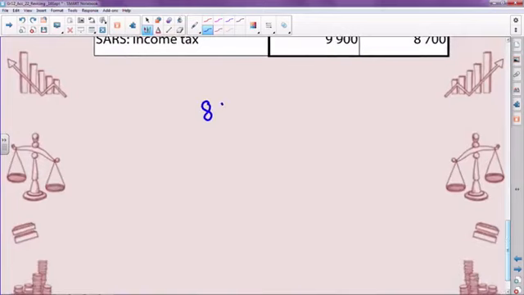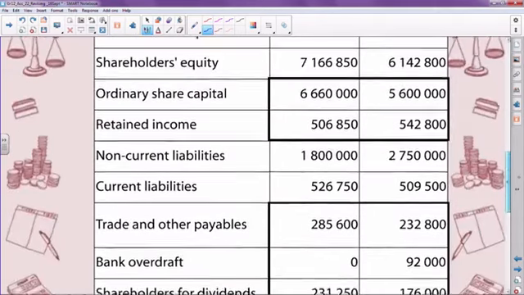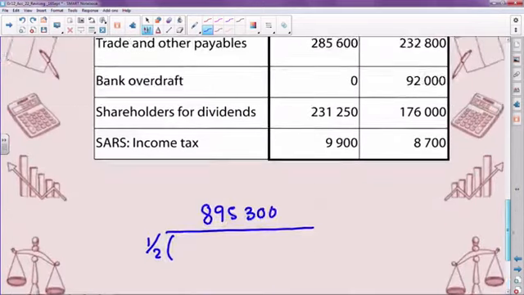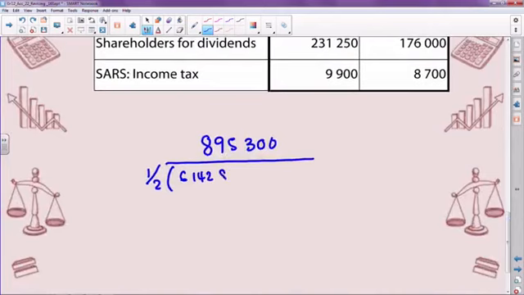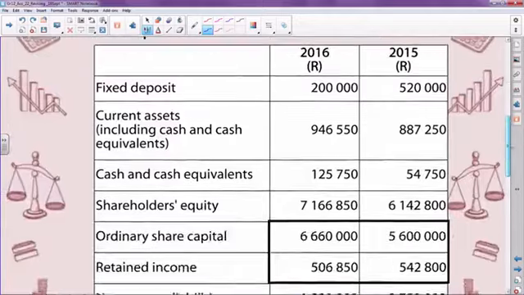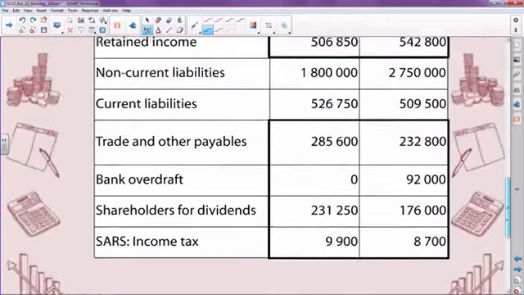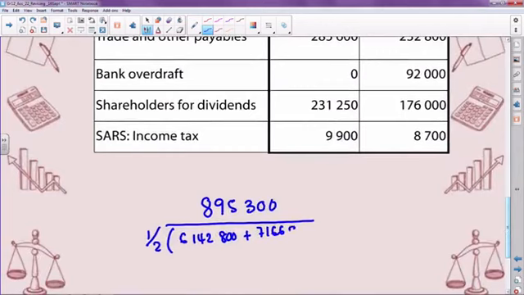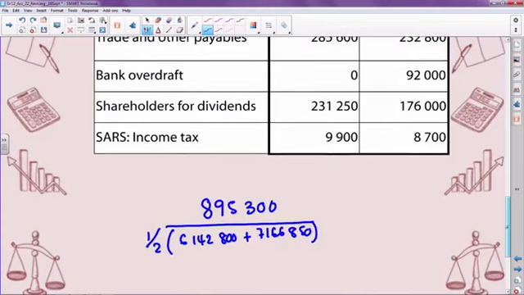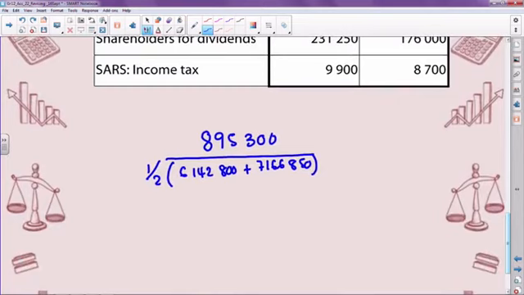895,300. So you take your 895,300 over. Average tells you half of what? Of shareholders' equity. What? Beginning of the year, which is 614,800, plus end of the year, shareholders' equity is 7,166,850, right? Okay, we're going to do this calculation. And if you do this calculation, you want the percentage return, so you're going to multiply it by 100 over 1. And obviously, if you do this calculation, you're going to get a percentage of 13.5%.